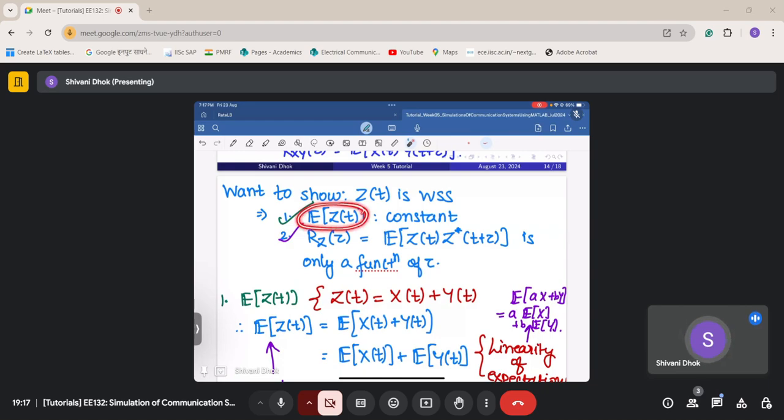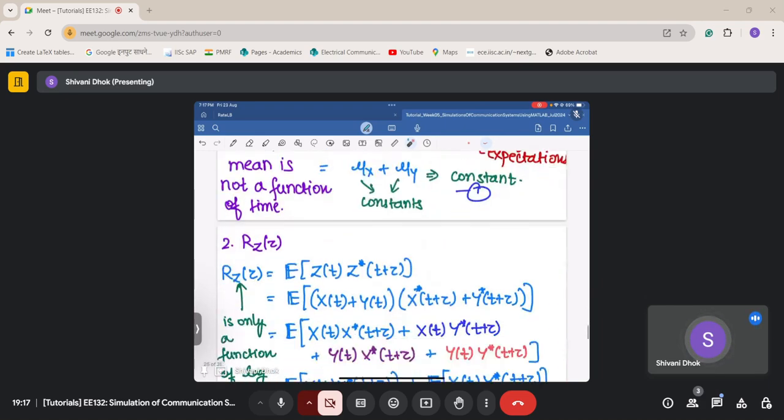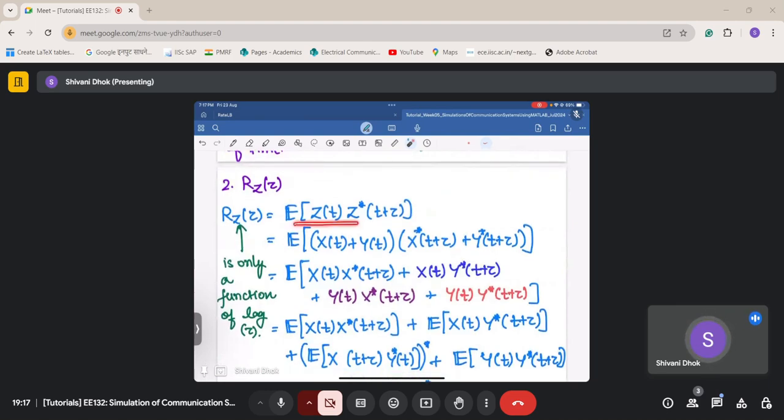Once we know the expectation of zt is constant, the next thing we need to check is whether the autocorrelation function is only a function of lag or not. For that, we consider the definition of the autocorrelation function, which is the expectation of zt into z conjugate of t plus tau. Again we substitute zt as xt plus yt. So z of t plus tau will be x of t plus tau plus y of t plus tau. But now we have a conjugate also, so we'll have x conjugate of t plus tau plus y conjugate of t plus tau.